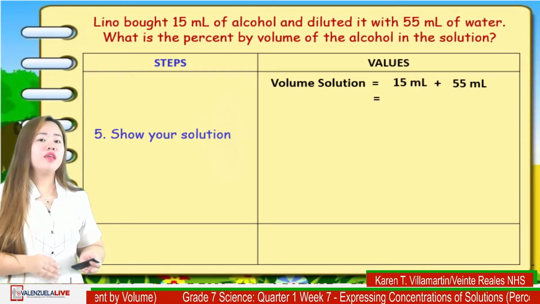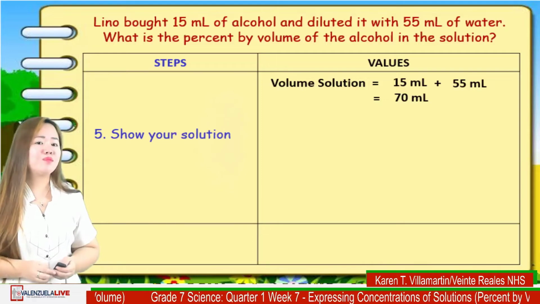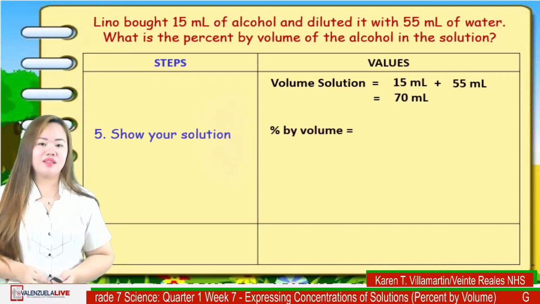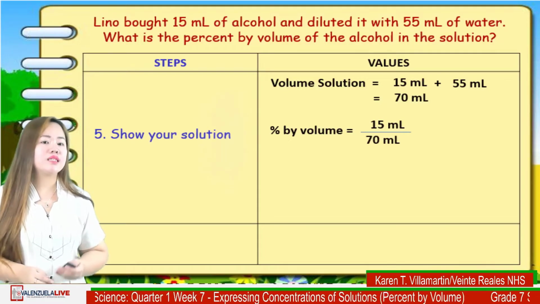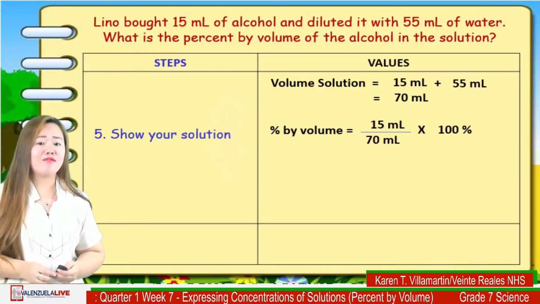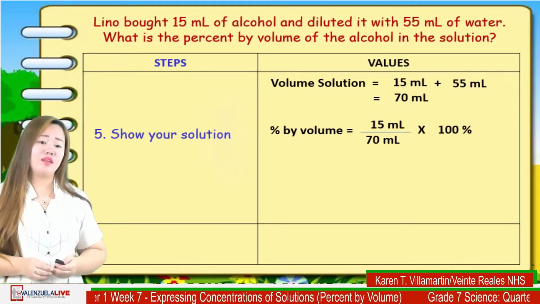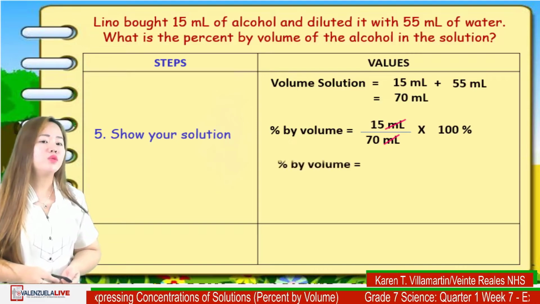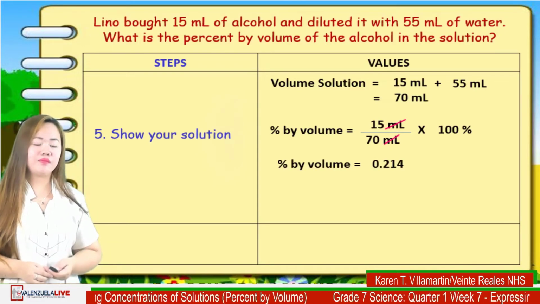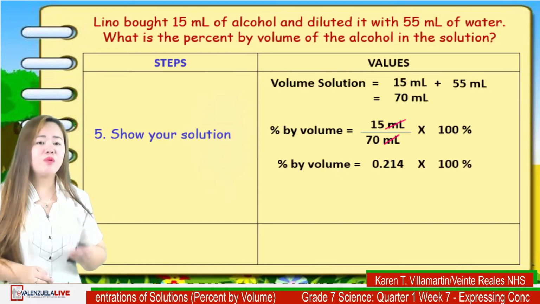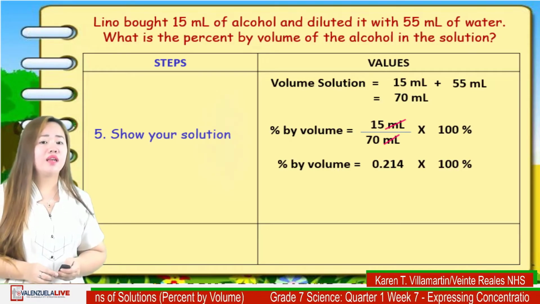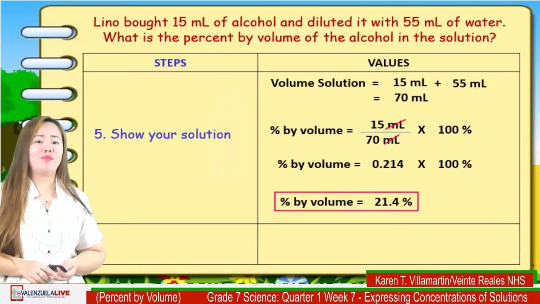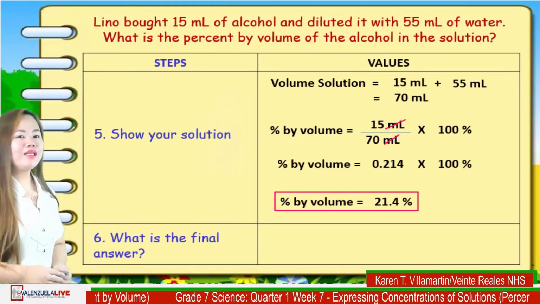Volume of solution equals 15 ml plus 55 ml. The result is 70 ml. Then, percent by volume equals 15 ml divided by 70 ml times 100%. You cancel the units, so you have 0.214. Then, you multiply 0.214 by 100%. And the answer is 21.4%. Therefore, what is the final answer?